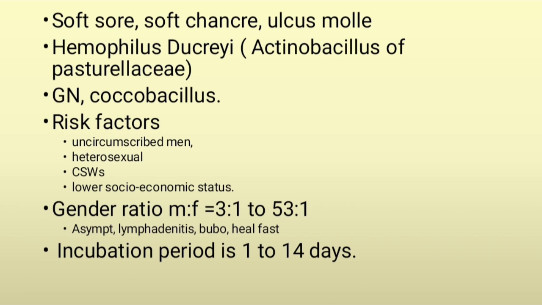Risk factors are as given, and there is a significant gender ratio difference. Male to female ranges from 3:1 to 25:1. It is probably because most of the time females are asymptomatic, and they heal faster, and they don't develop lymphadenitis most of the times, and bubo occurrence will be less in females. Incubation period is 1 to 14 days.